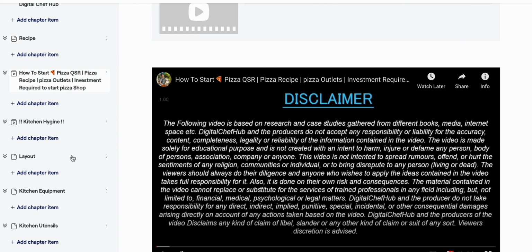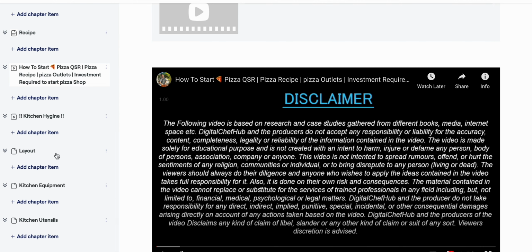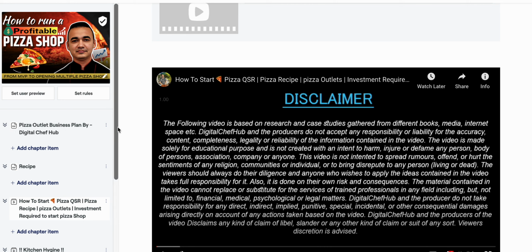The next is kitchen hygiene and the layout of the outlet that you will be opening, the requirements, the checklist of kitchen equipment that you need to purchase, and the utensils that you need to have initially. These are contained in this entire course.